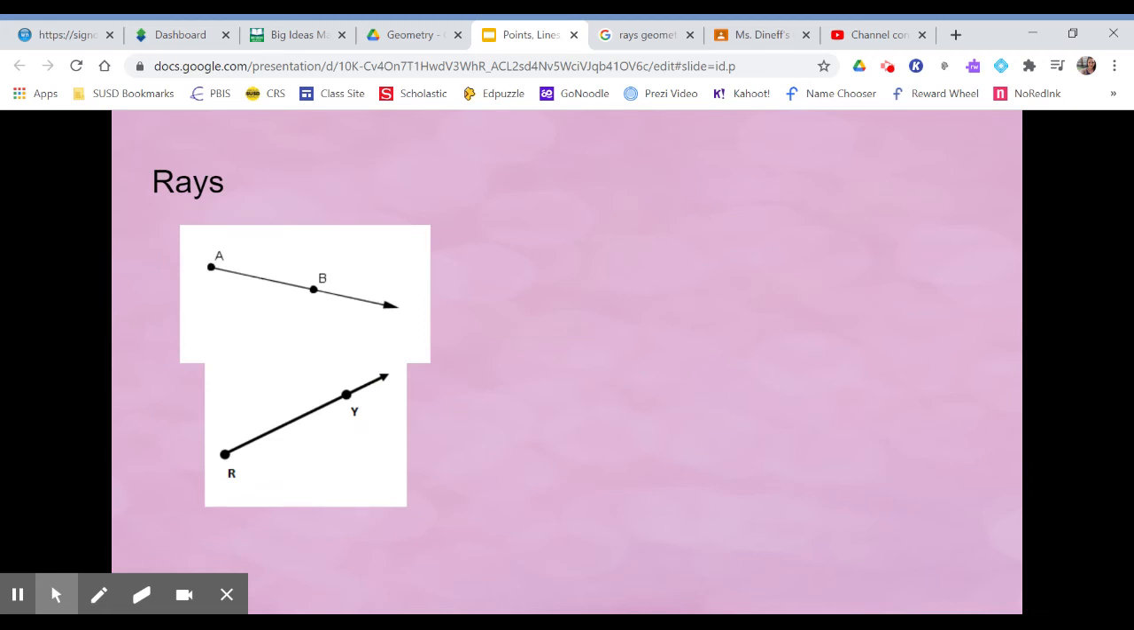And lastly, we have rays. For these, think of a ray of sunshine with the endpoint in the center, just the dot in the center, and then the ray shooting out of the sun, so the line extending out of it. So here, for example, on the top, we see letters A and B, so we still write those alphabetically, just like we did with the others. And this time, we're only going to have one arrow on top of it, identifying it as a ray.